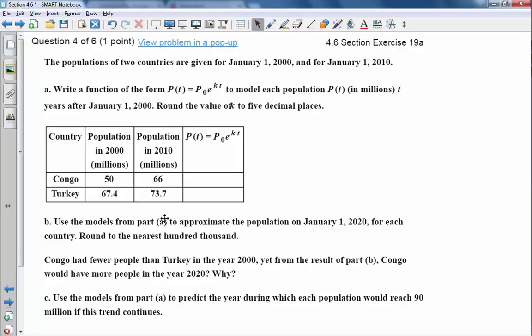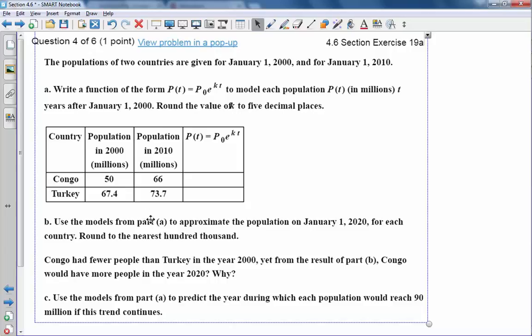Okay, let's test your logical ability to understand this question. Before doing any math, which country do you think will have a bigger value of K? Which one? Congo. Steven says Congo. How many of you support Congo as bigger growth rate? 4 people? How many of you say Turkey has a better growth rate?